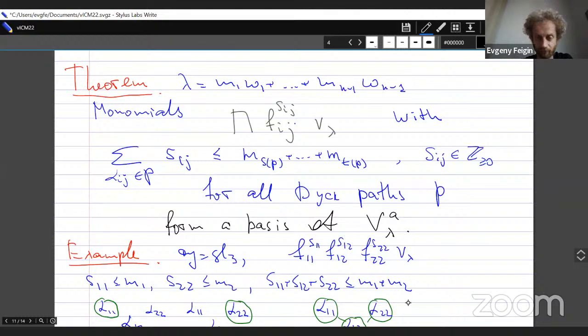Once again, let me repeat that the number of conditions is equal to the number of dig paths. So we have lots of conditions. Let me give an example.